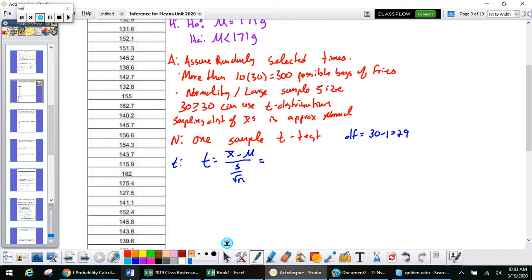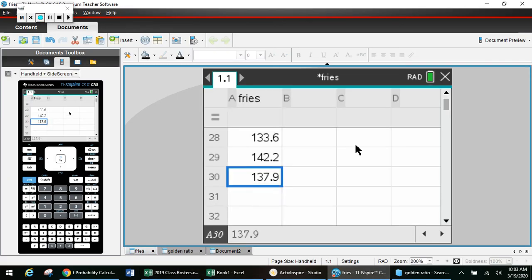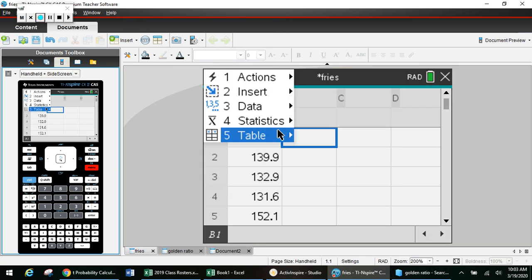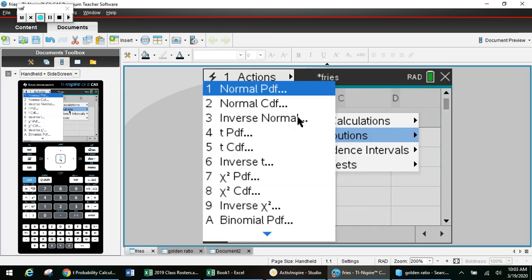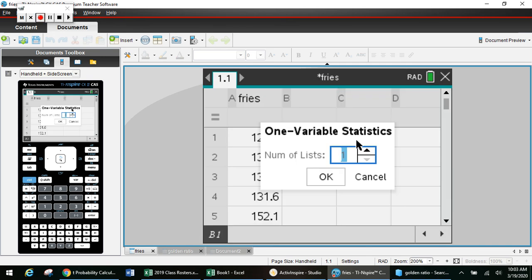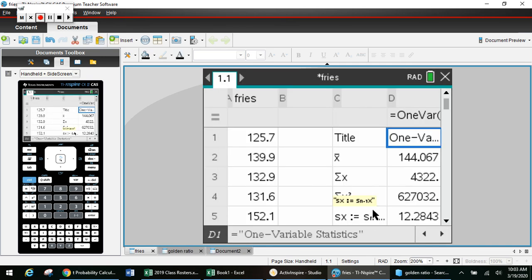Okay, so I'm going to come to my calculator here. I've already typed these in, and I'll show you ways to do this if you're at home and you don't have your calculator. So menu, stat, and I'm going to do it the long way first. 1-var stats, just to remember that. 1 list, and it's just going to run it on fries. So this is the long way. Okay, so x bar is 144, s is 12.3.